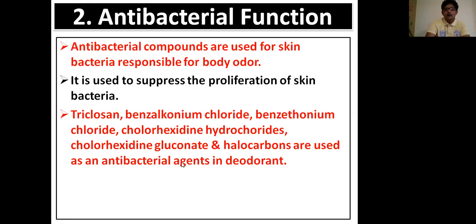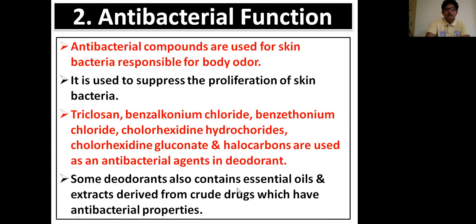Halocarbons are used as antibacterial agents in deodorants. Some deodorants also contain essential oils and extracts derived from crude drugs which have antibacterial properties. So basically the deodorant or antiperspirant contains some chemicals having antibacterial properties to decrease or to suppress the growth of skin bacteria.